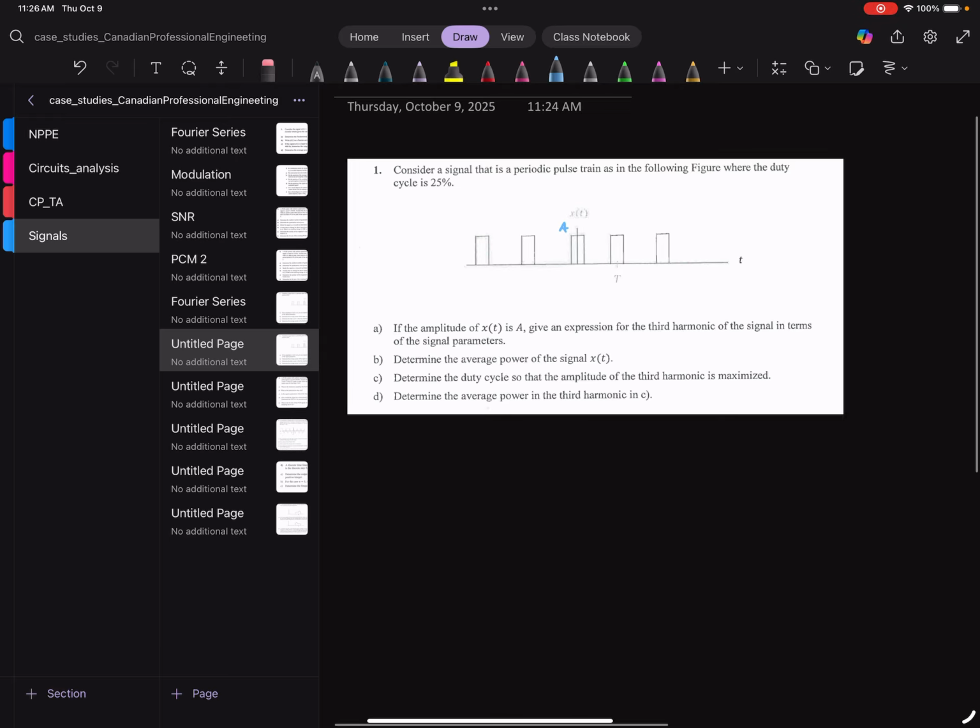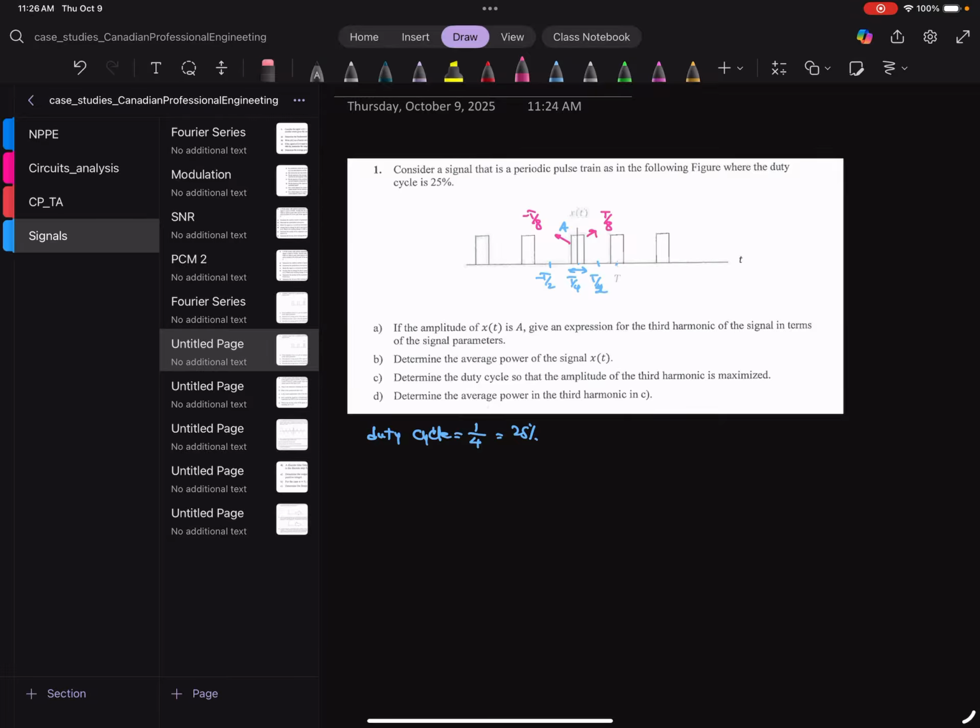The important part is that the duty cycle is 25%, or 1/4. That means from 0 to T, we only have 25% of the signal being non-zero. Or from minus T/2 to T/2, this width is basically T/4, which would make this side minus T/8 and this side T/8.